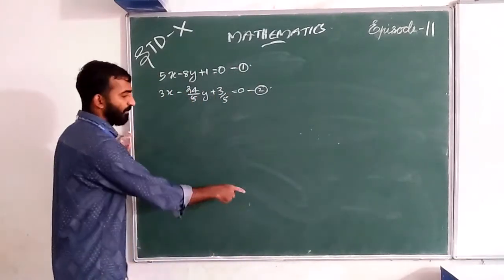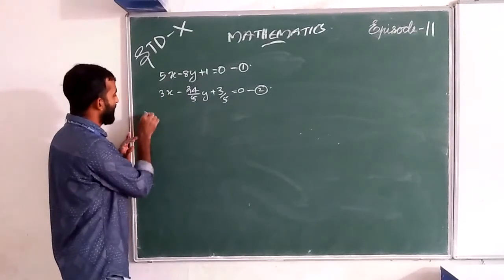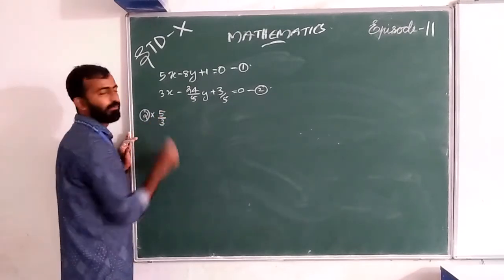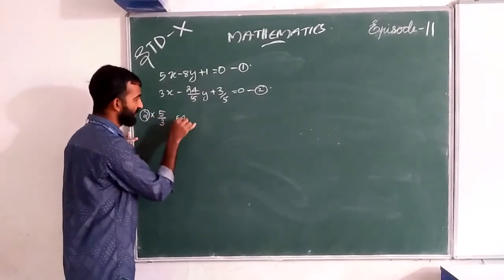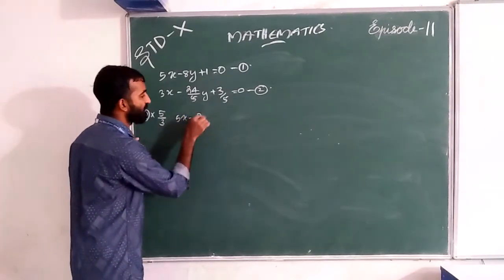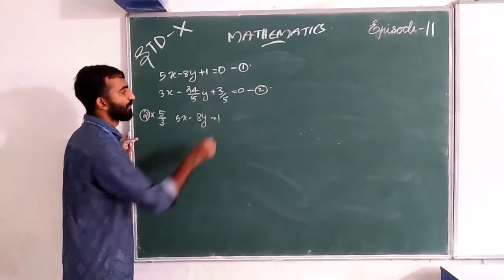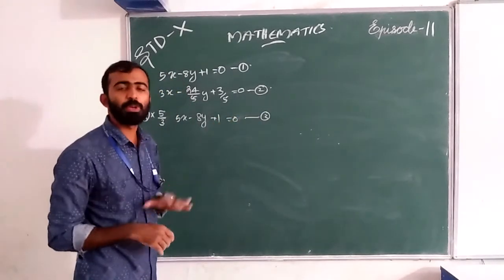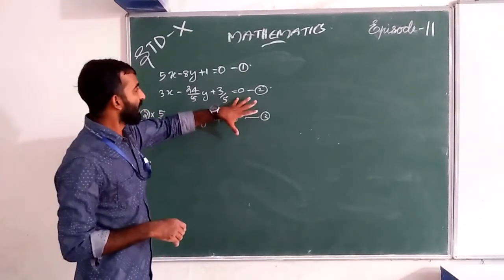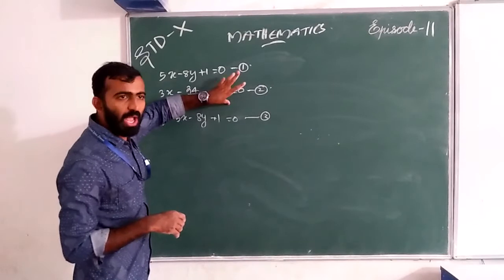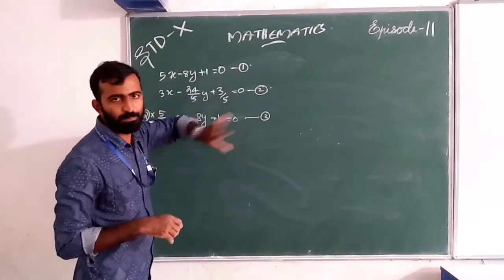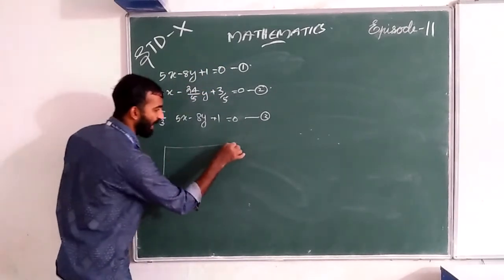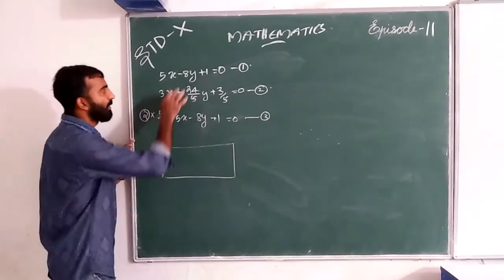Here B is done. When we multiply equation number 2 by 5/3, we get the same as 5x minus 8y plus 1 equal to 0. We denote that as equation number 3. Here the graph of equation number 2 and the graph of equation number 3 are the same. Yes. First we draw the graph of equation number 1.